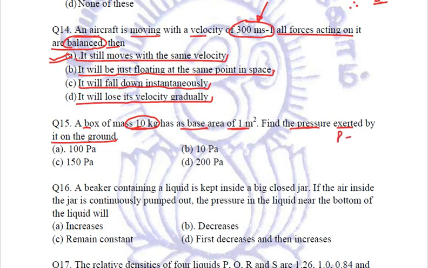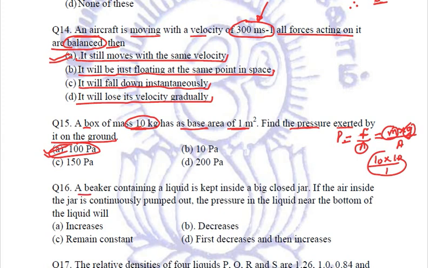We know that pressure is equal to force upon area. Area is given to us, and for force, we know that force is equal to M into A, or M into G upon area. Simply putting the values, M is given to be 10 kilogram. The value of G, rounded off, is taken as 10, divided by area 1, comes out to be 100 Pascal. So A, 100 Pascal, is the answer that we are going to mark for this question. Coming to the next one.